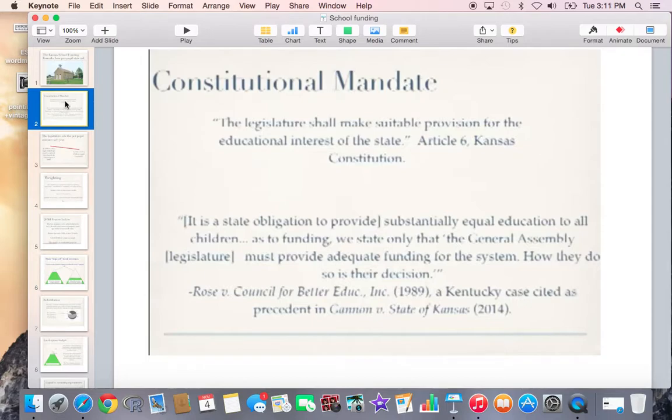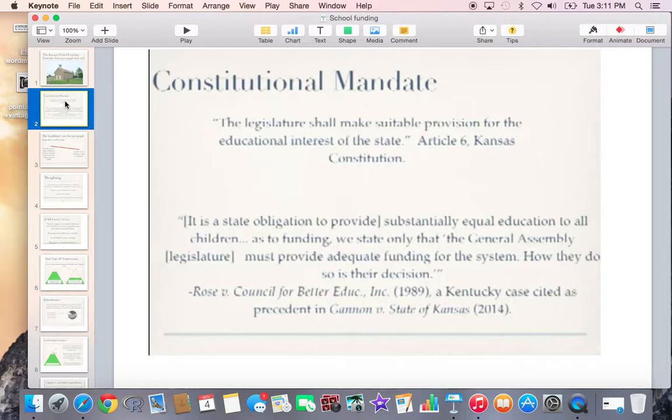Also, in the Rose versus Council for Better Education case, which actually came from the Kentucky courts but has been cited as precedent in Kansas, the courts in Kentucky and the Kansas courts have picked up on this and ruled likewise. They ruled as follows. It is a state obligation to provide substantially equal education to all children. As to funding, we state only that the General Assembly, that is the legislature, must provide adequate funding for the system. How they do this is their decision.